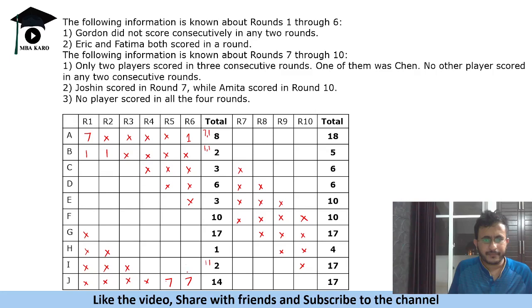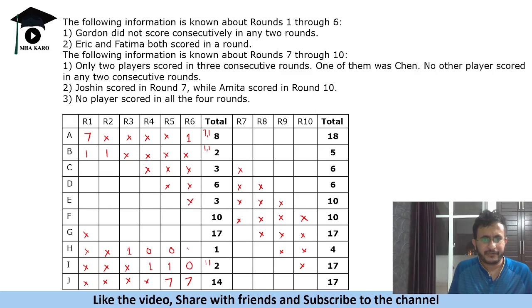Now this part cannot be 1 because one player has already got 1 point in this round. So 0 here and 1 here. So we are done with these 4 players. Now this player scored 1 point. This round it cannot score 1 because R6 in this A has scored 1. In this I has scored 1. So the only possible way of scoring 1 point is this.